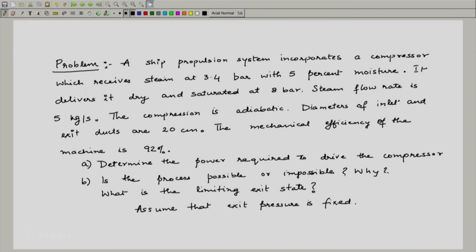What do we have to find out? A. Determine the power required to drive the compressor, and B. Is the process possible or impossible? Why? What is the limiting exit state? And we have to assume that the exit pressure is fixed. So, how do we approach it?